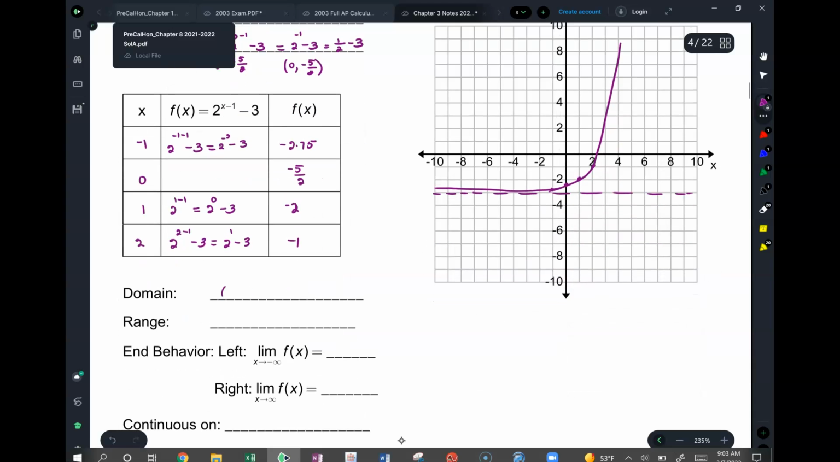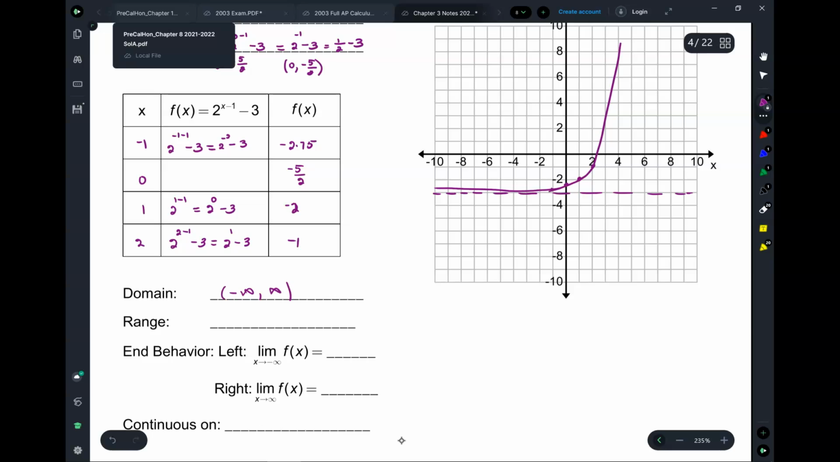Okay. Domain, all real numbers. Does it sit on top or below the asymptote? Okay, so it's going to be from the asymptote, negative 3 to infinity. And as x approaches negative infinity, where is this function going? Negative 3, and then infinity. And it's continuous everywhere. All right? Okay. Let's do one more.